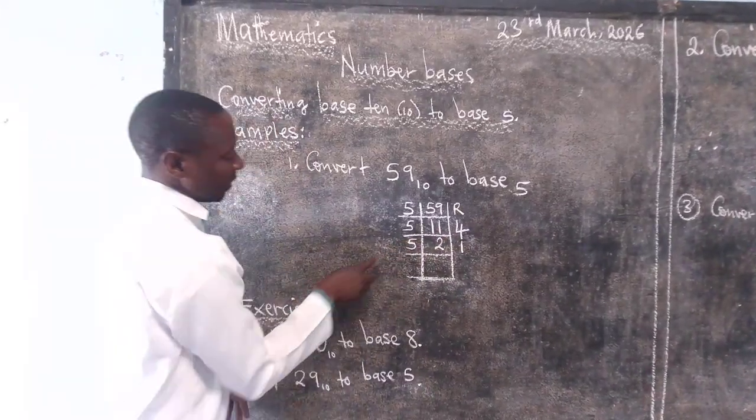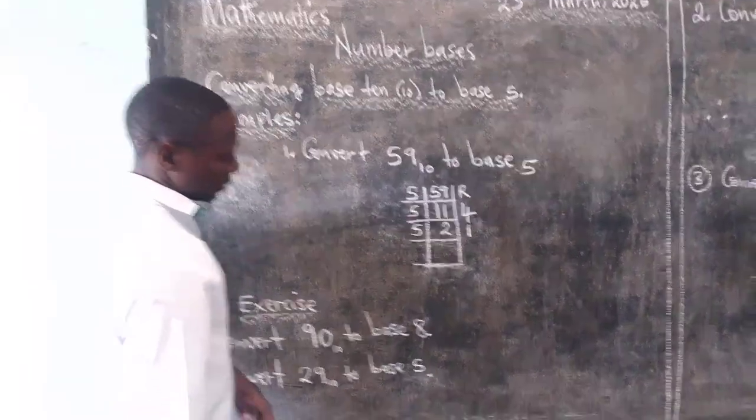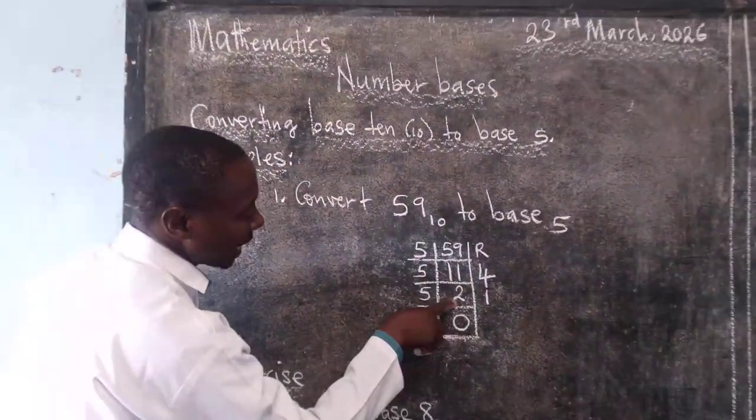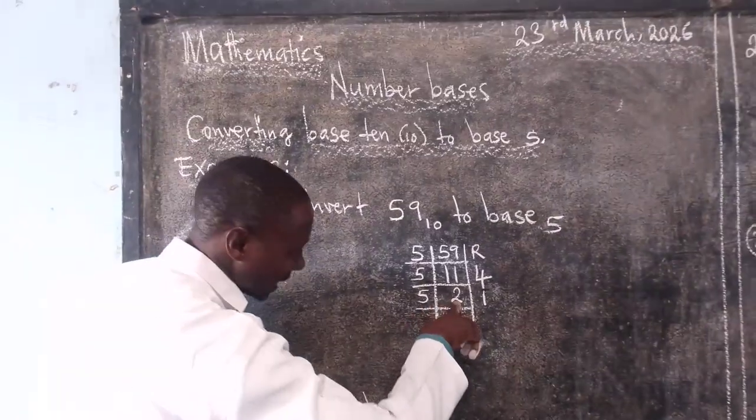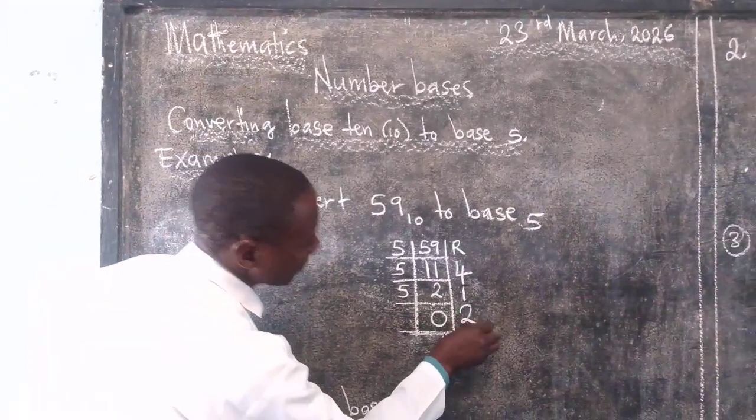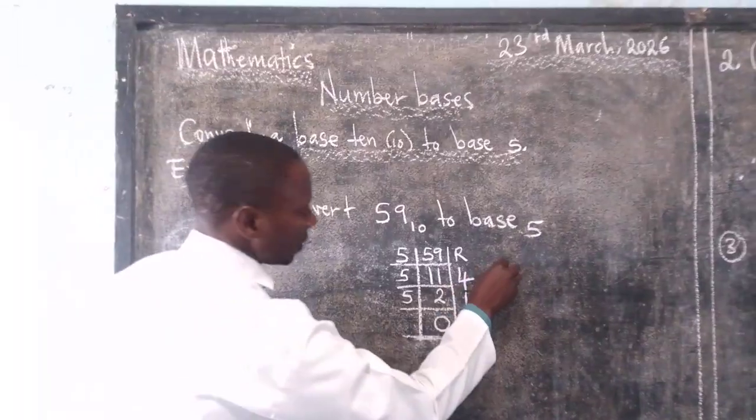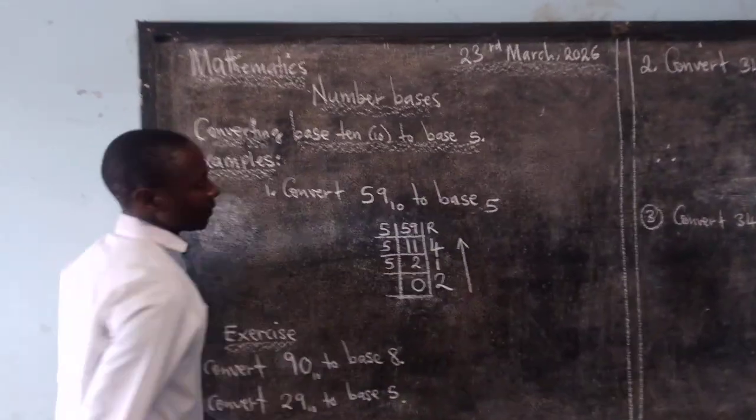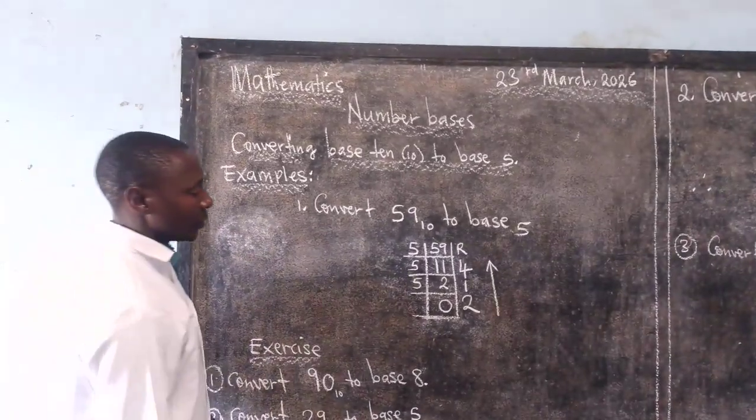Bring 5 down again. 5 into 2, it can't. So we write a 0 here. Put a 0, get the same 2, write it here. Lastly, draw a line.